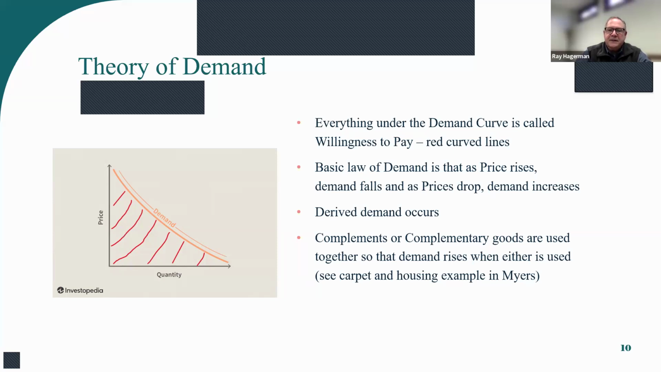But basically what it says is that there's a willingness to pay out there, okay? And the willingness to pay, just so you'll know, anything under that demand curve right there that I've got hatched in red curved lines, that's also called willingness to pay. Okay, that's just vocabulary, so you'll need it in the future. But the basic law of demand is that as price rises, demand falls, and as prices drop, demand increases. That's why you have a demand curve.